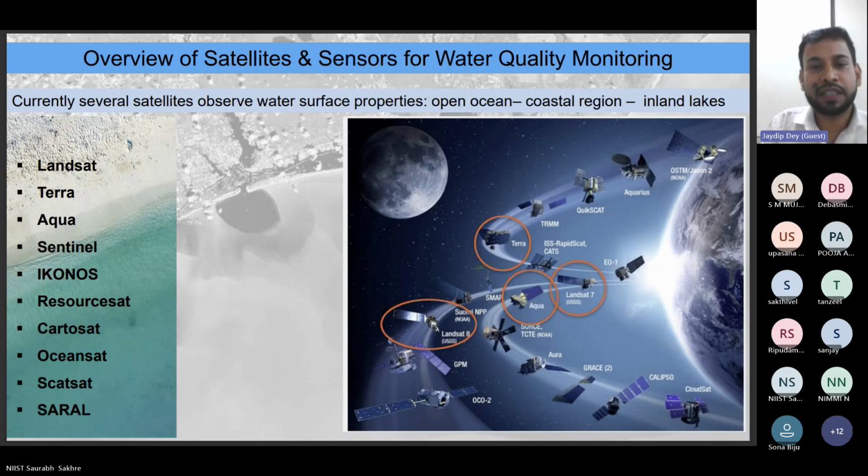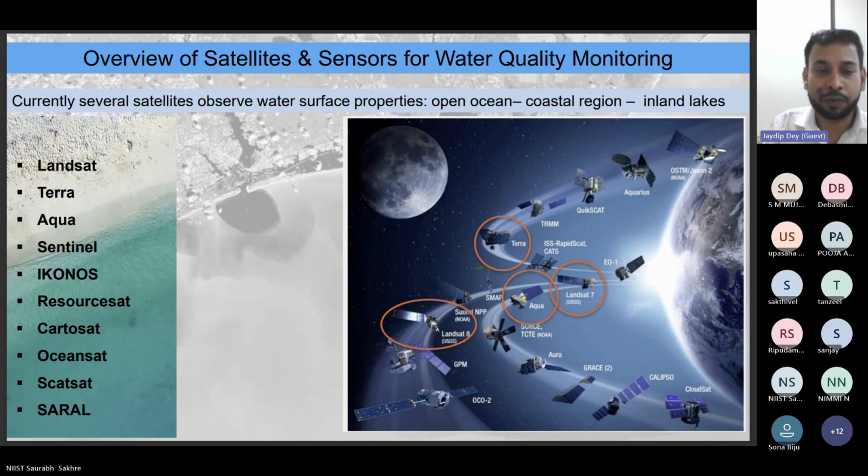So there are many satellites and sensors available for water quality monitoring. There are currently several satellites that observe water surface properties in terms of open ocean, coastal region, and inland lakes also. This is the Landsat series of satellites. There are many satellites. Landsat 8 and Landsat 9 have great application in water quality monitoring.